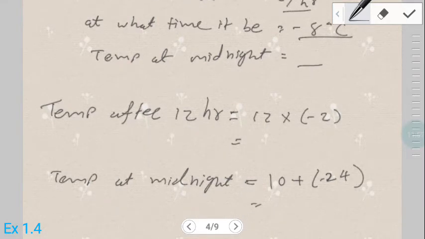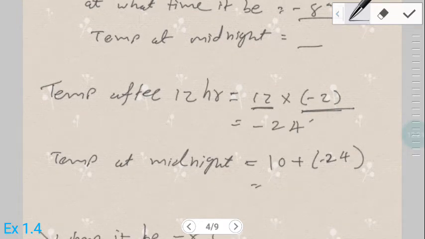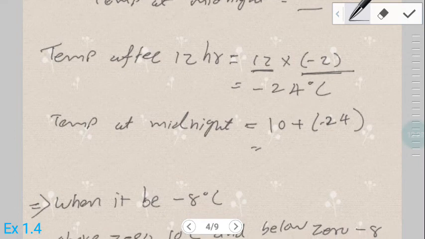So let's start simply calculating that. Temperature after 12 hours, that means 12 noon to midnight, it will be 12 hours. So 12 hours multiplied by minus 2, because in every hour it decreases by 2 degrees Celsius. So minus 2 degrees Celsius multiplied by 12 hours. So I will get minus 24 degrees Celsius after 12 hours.